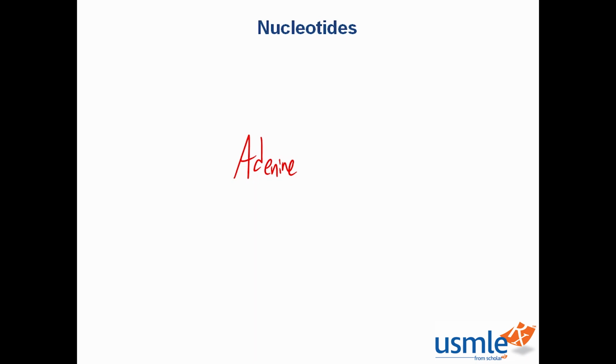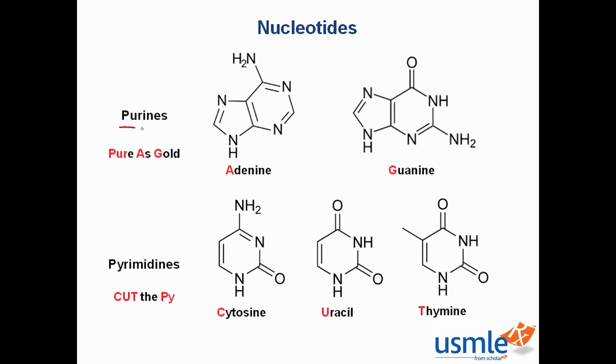So fortunately, you don't have to memorize the structures of these for your exam, but there are some features you should be familiar with. First of all, the purines have a double ring structure, whereas the pyrimidines have only a single ring. You can use the "cut the pie" mnemonic to remember this, because the single ring looks kind of like a pie. The only other things you have to know for Step 1 are that thymine has a methyl group here, and cytosine can be deaminated to make uracil.